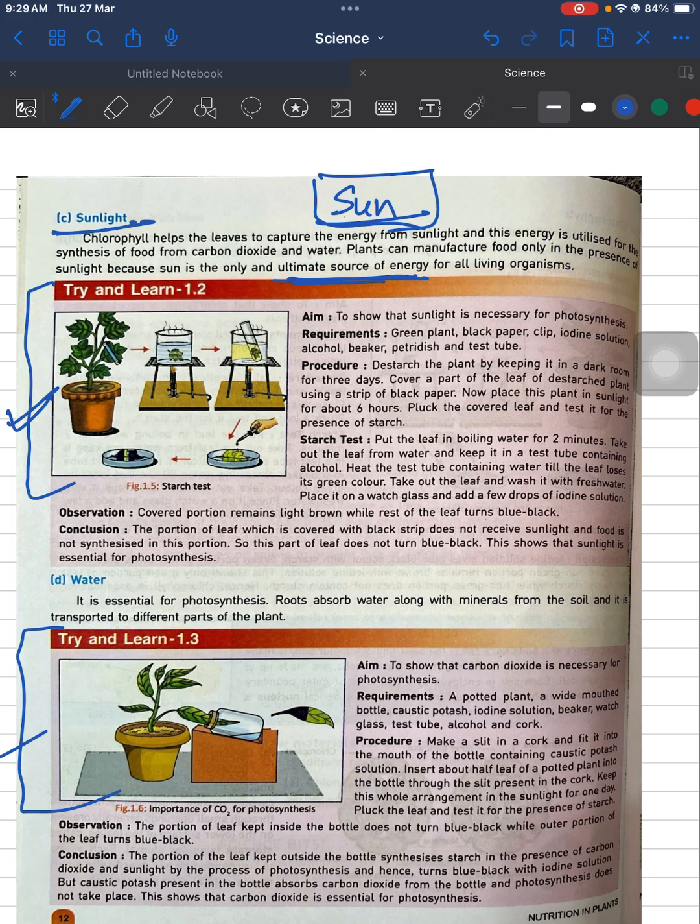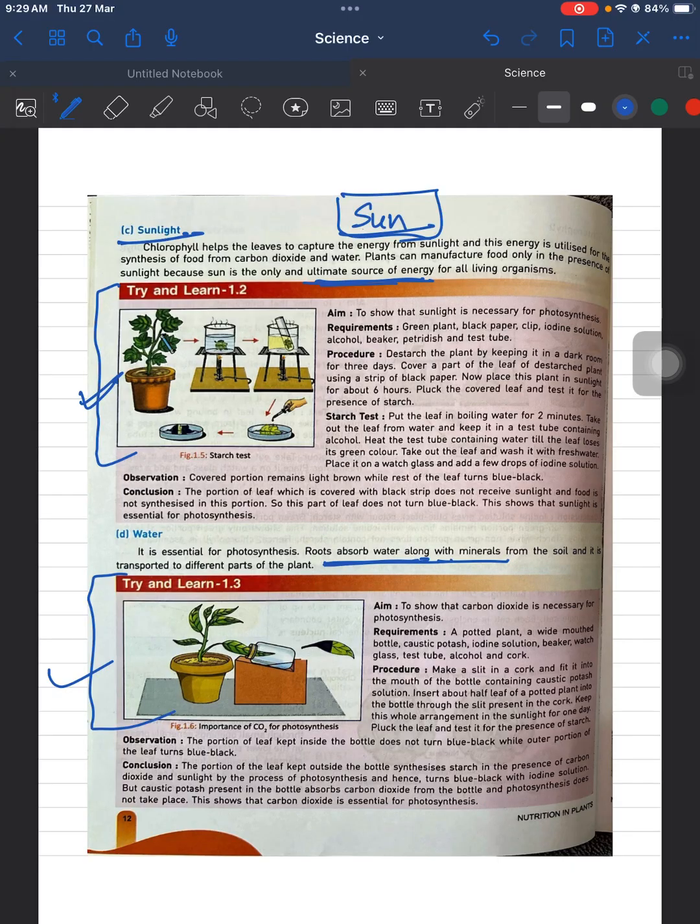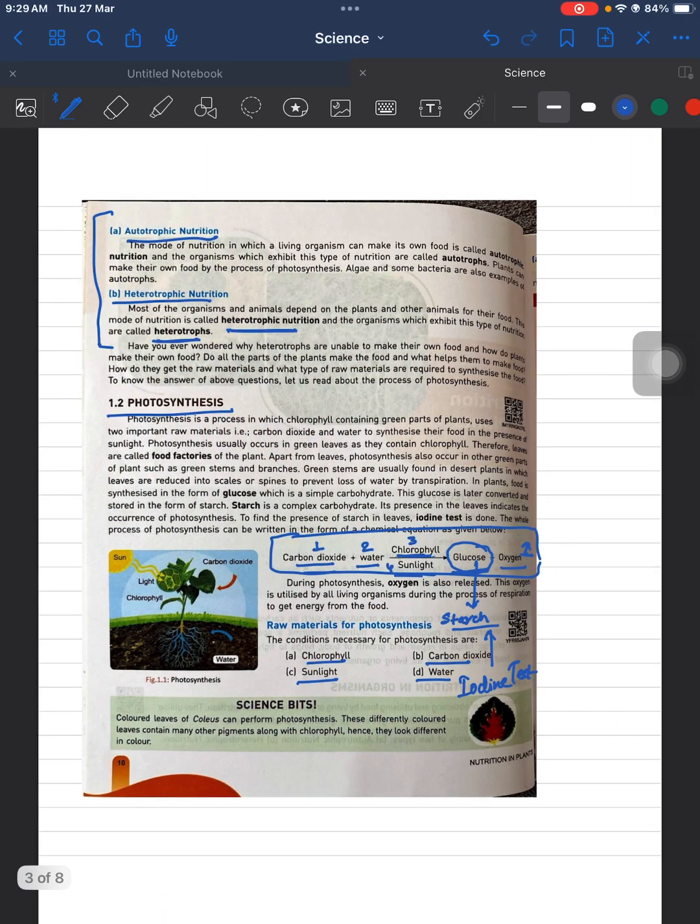Next is water. The root basically absorbs the water from the soil, and it also absorbs some minerals from the soil. So water is also required for photosynthesis. These four components are required for photosynthesis, and by the process of photosynthesis, the plant makes glucose and oxygen is released. Glucose is later on converted into starch, and we can find out the presence of starch by the iodine test.